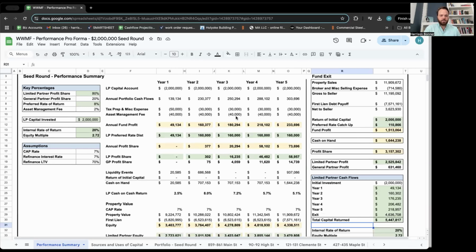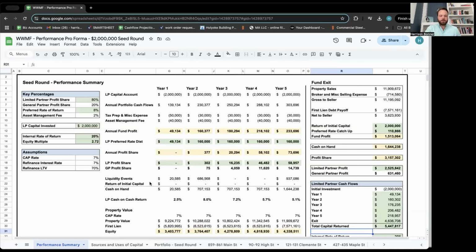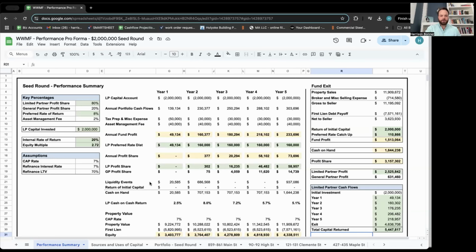As you can see here, I've got this in as one spreadsheet with multiple different tabs at the bottom. It starts at the highest level. If you just wanted to look at one sheet and you didn't want to dive too deep into the details, if that's your style, then this performance summary is definitely the sheet that gives you the most high level of information. So starting here on the left side, we have our key percentages.